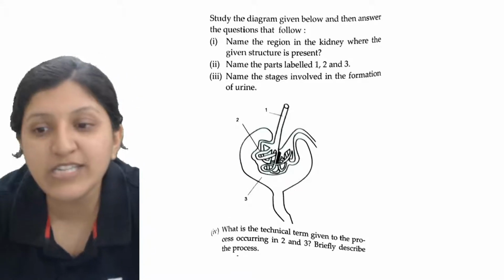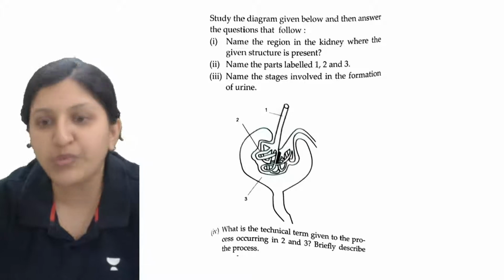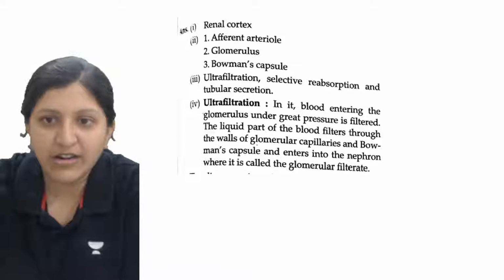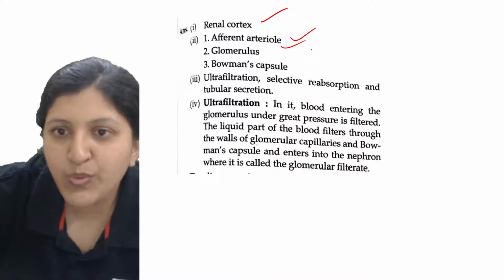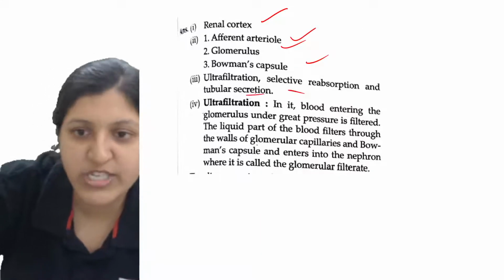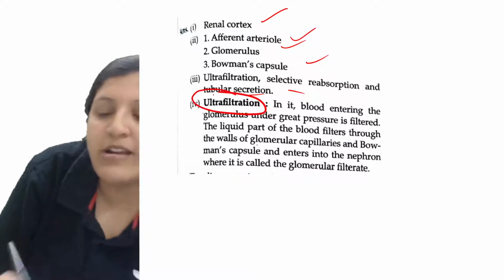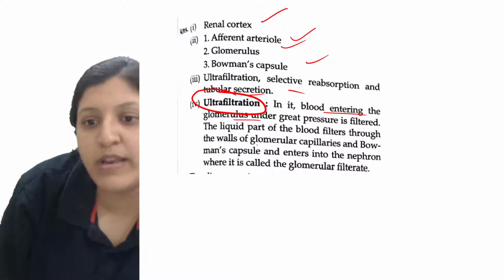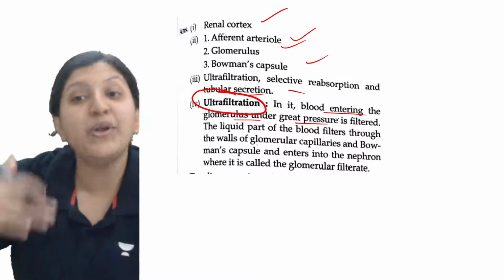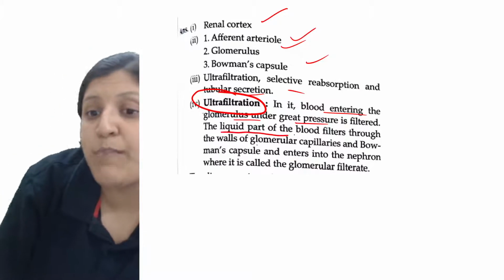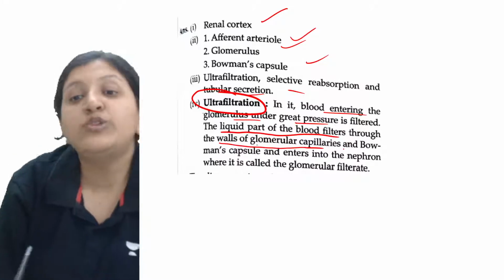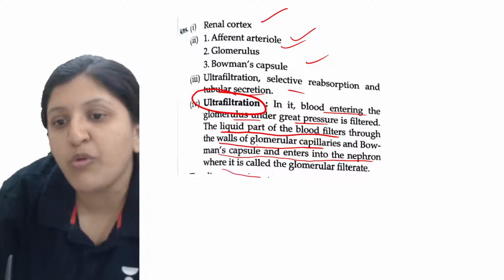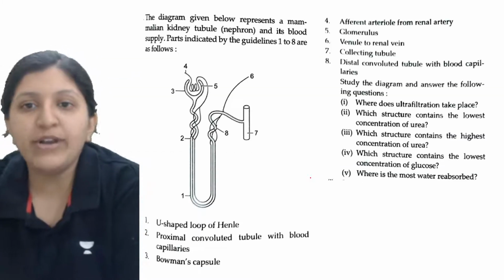And what is the technical term given to the process occurring in 2 and 3? That is ultrafiltration, and you need to explain what exactly ultrafiltration is. These are the same parts which were given there, and these are the processes occurring. In the ultrafiltration process, the blood enters the glomerulus under great pressure, that is high hydrostatic pressure. The liquid part of the blood gets filtered out through the capillary wall and enters the Bowman's capsule and into the nephron, where it is called the glomerular filtrate.